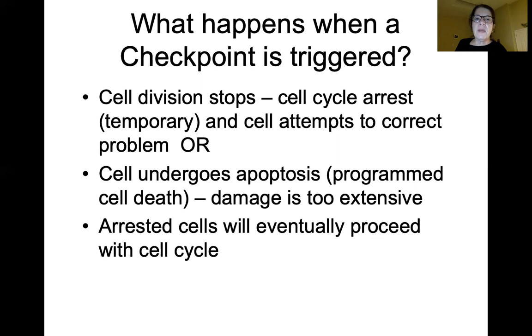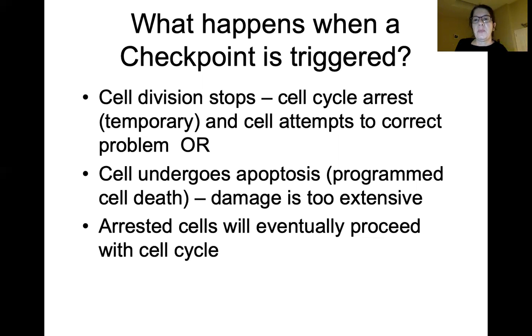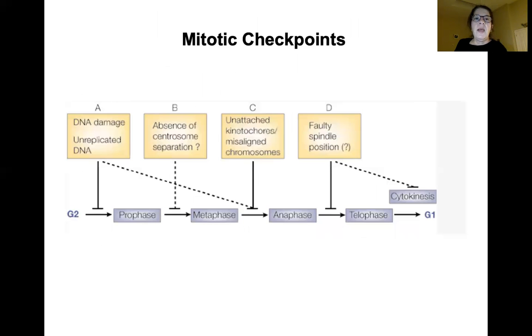Now, if the cell had gone the first route where it would stop and attempt to correct the problem, it'll try to correct the problem, and after some time it will proceed with the cell cycle, whether it has corrected the problem or not. Usually it corrects it and then it'll proceed, but sometimes it will proceed through the cell cycle even though it hasn't completely corrected the problem, and then again it'll undergo apoptosis.